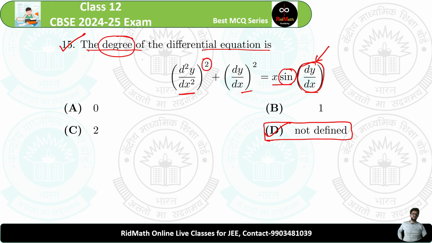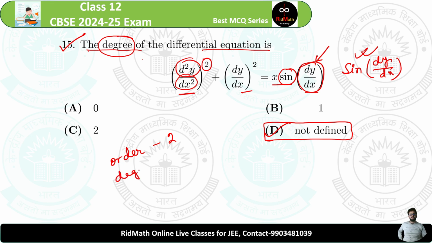Because sin of dy by dx is there, for this term the degree is not defined, but the order of this differential equation is 2, because the highest order differentiation present here is 2. So the degree is not defined and the order is 2.